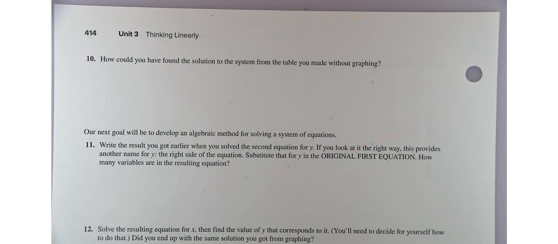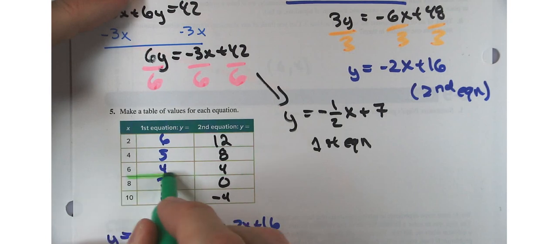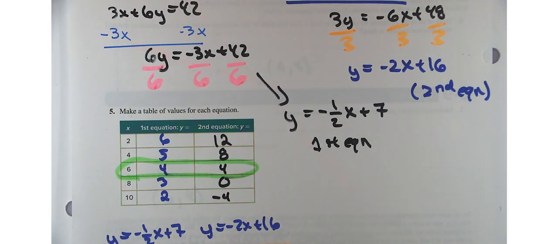How could you have found a solution from the system of table you made without graphing? Could we have found a solution from our table? Yeah. In fact, it's right here, right? In hindsight, we actually had our solution. It was 6 and 4 all along.